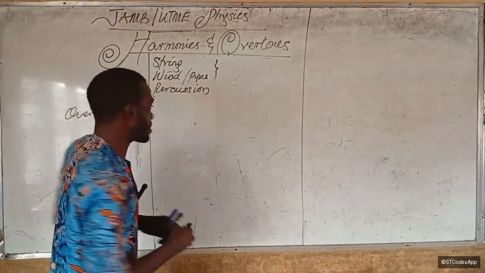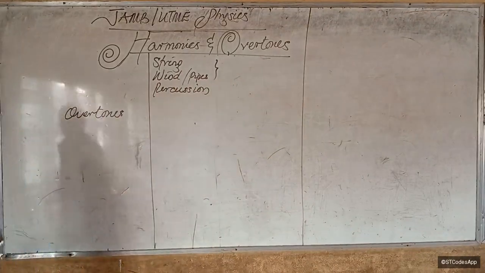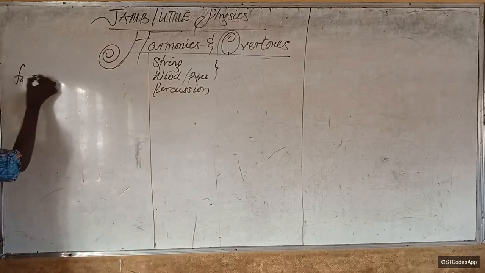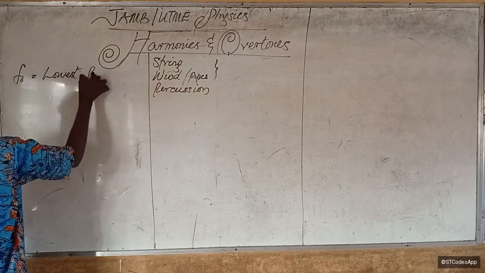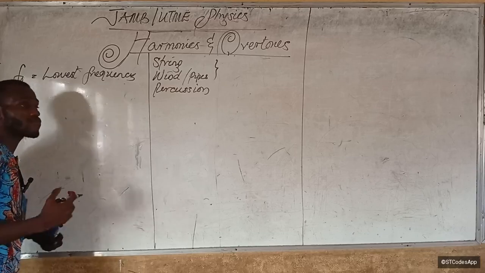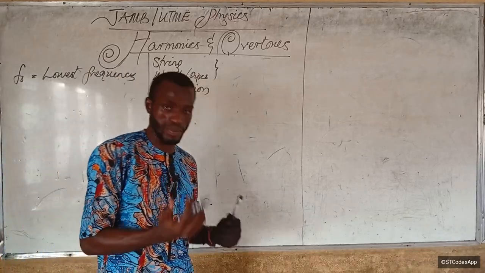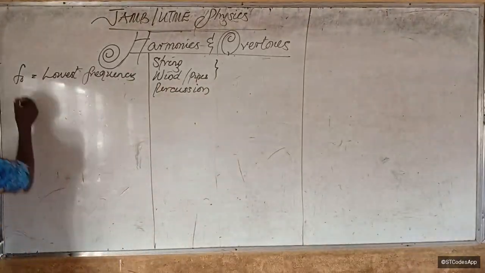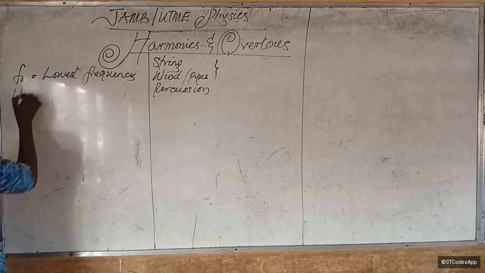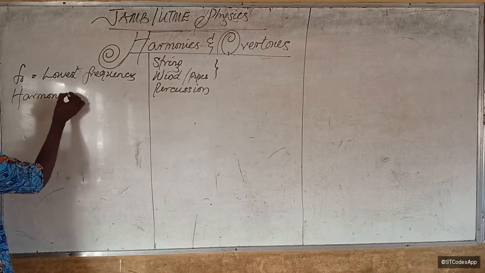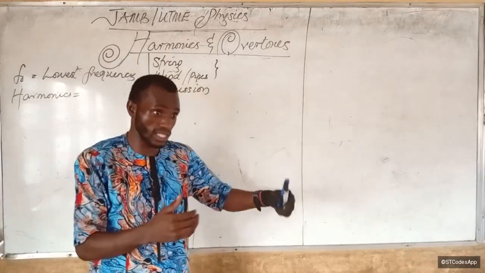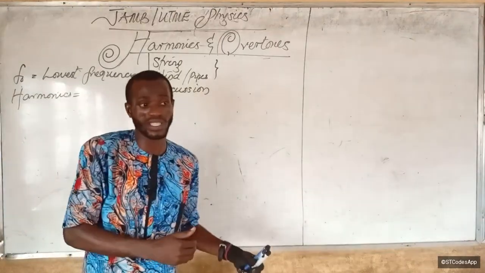So what then is the fundamental frequency? The fundamental frequency is the lowest frequency that a musical instrument produces. Is that okay? The lowest possible frequency or the lowest possible mode of vibration. Do you get it? Then the harmonics are a set of frequencies including the fundamental frequency.